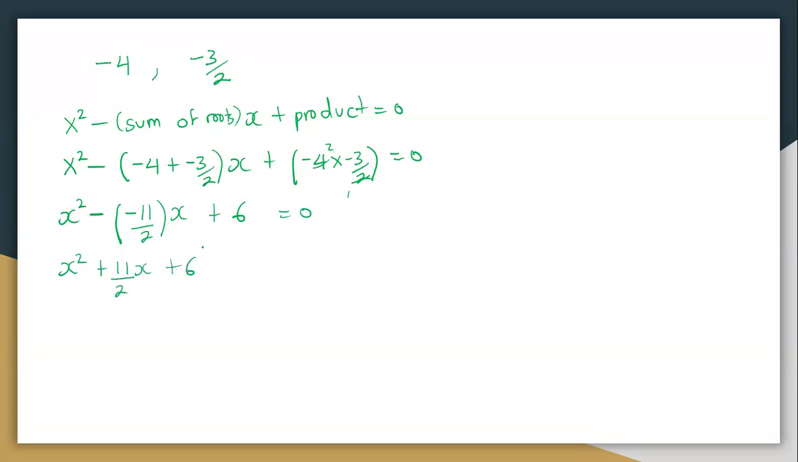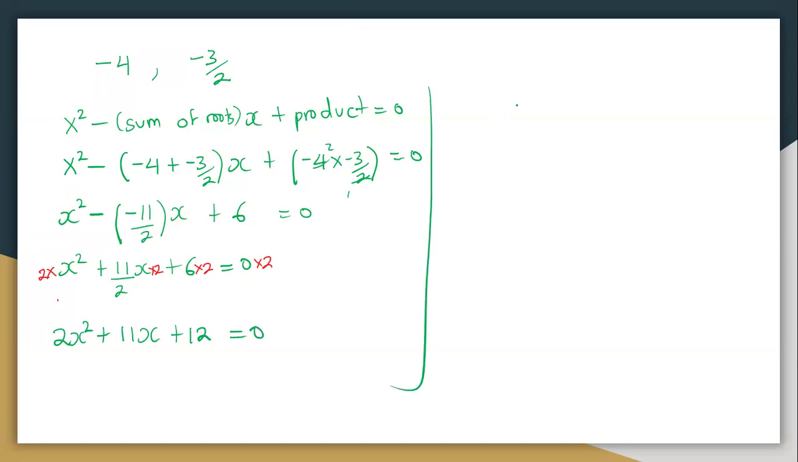Now, this equation, you can make it a bit much better. Because you are noticing you have a 2 in the denominator, that 2 can be removed by multiplying through by 2. So when you multiply through by 2, it means that it's going to transform our equation into the form 2x² plus 11x plus 12 is equal to 0. So this is the best.